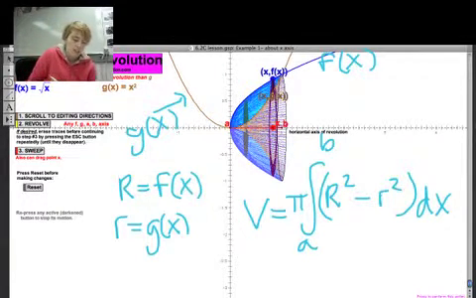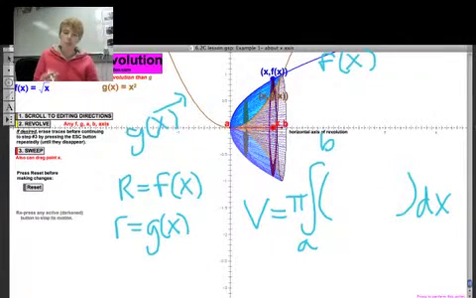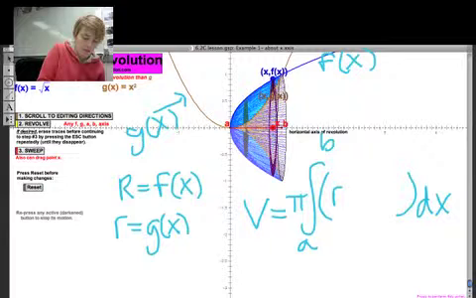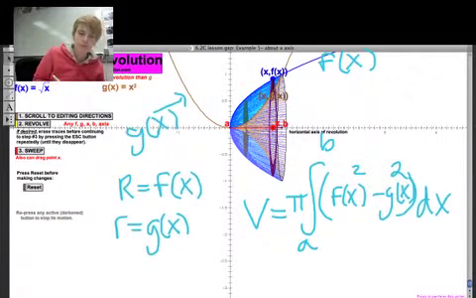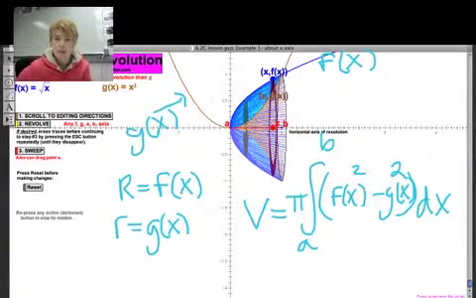So big R and little r, we were just talking about what they are. It's f of x and g of x. So usually when I write this, I'm going to erase these. Big R squared minus little r squared. What I'm probably going to really write it as is f of x squared minus g of x squared. The f function minus the g function squared. And it's top minus the bottom, basically is how you want to think about it. And that's my general setup.